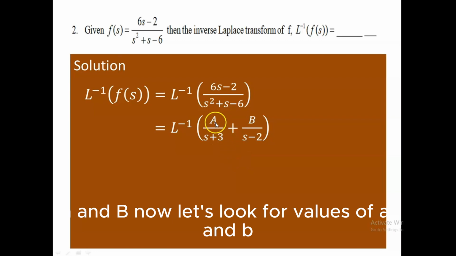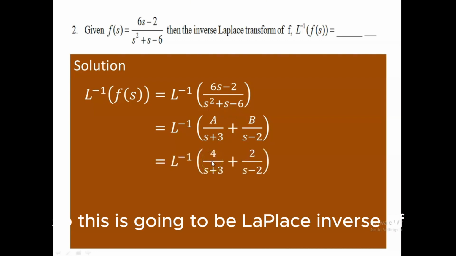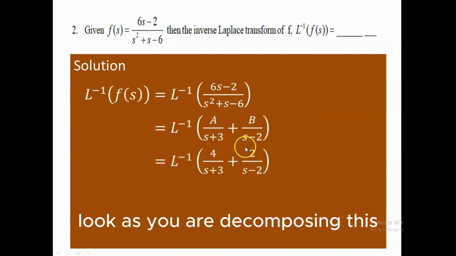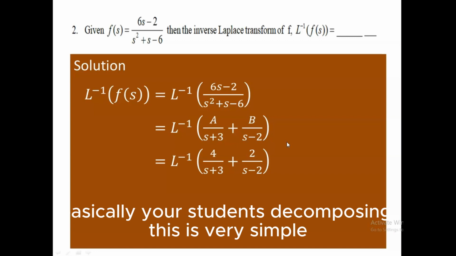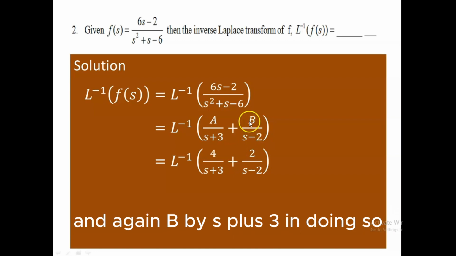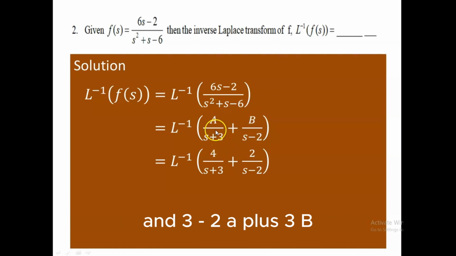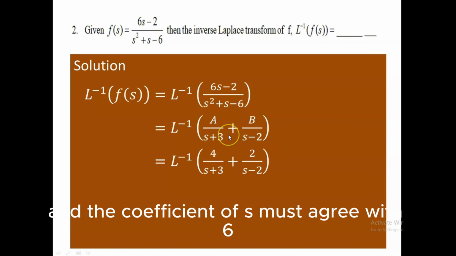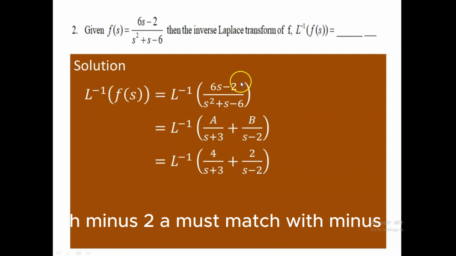Now let's look for values of a and b so that you can have 6s minus 2 there. As you are decomposing this, you are going to obtain a to be 4 and b to be 2. Basically, here students, decomposing this is very simple. What you need to do is multiply a by s minus 2 and b by s plus 3. In doing so, you will obtain (a plus b) times s plus 3b minus 2a. The coefficient of s must match with 6, and the constants 3b minus 2a must match with minus 2.